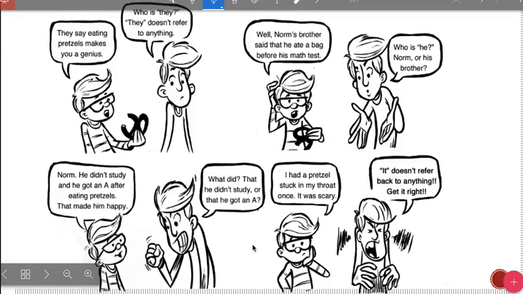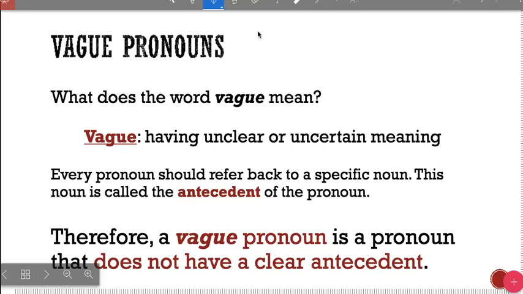a pronoun doesn't have an antecedent or the antecedent is just very unclear. If we can't tell who or what the pronoun is talking about, then it makes the conversation very confusing, which is why in your writing, this is a very important thing to be aware of. So let's talk about vague pronouns.